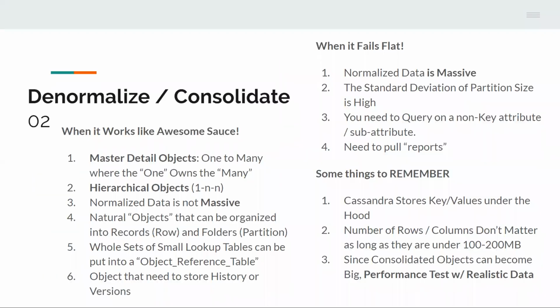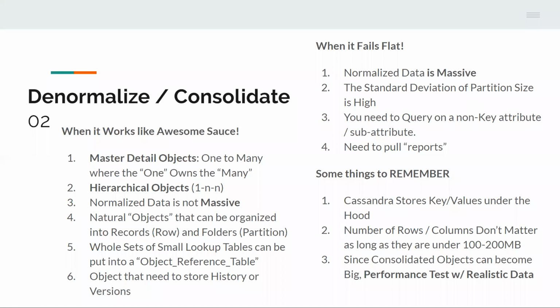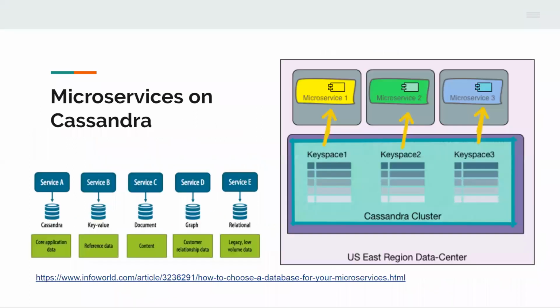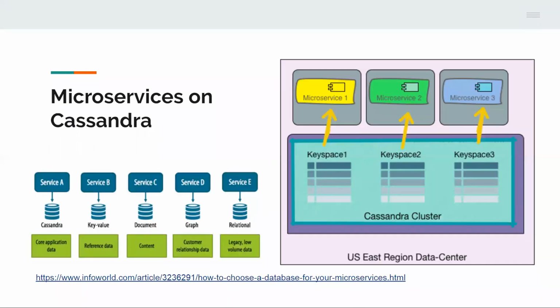So lift and shift kind of works, but if you luck out, it works. If you don't luck out, you have to do this denormalization consolidation. And then it really lends itself to, well, you know what? Let's just do a microservice for a set of tables in a key space, designed like a denormalized object, right?